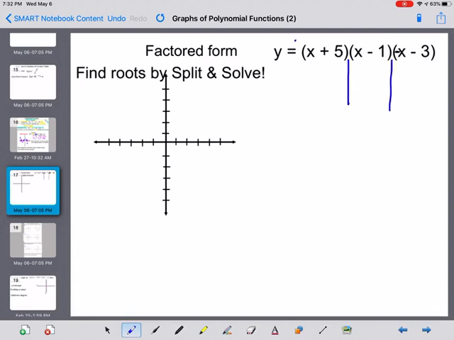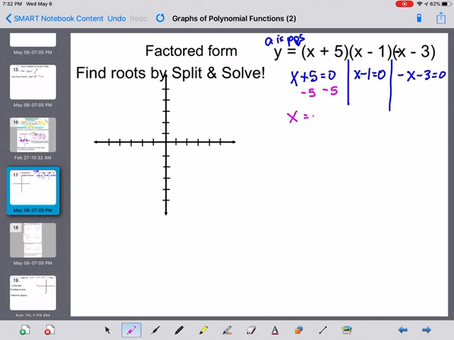So I split everywhere that the parentheses touch. I'm going to identify that the a is positive. That's in front of the parentheses, so that means the right side is going to go up. So here I write each thing that's in parentheses equal to 0. Negative x minus 3 equals 0. And now I'm going to go through and solve each one.